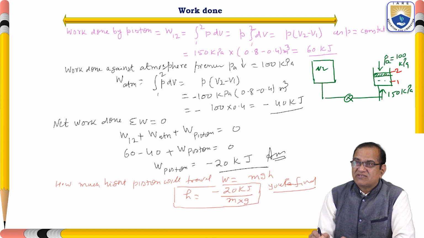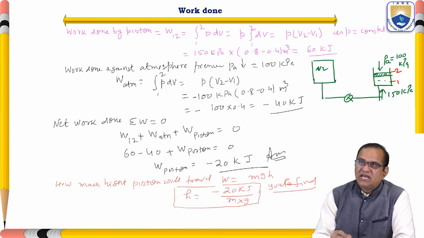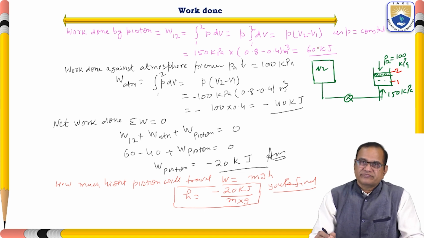So this P is a constant, 150 kilopascal. So here we will write P is equal to 150 kilopascal into V2 minus V1. V2 we have just now got, 0.8 minus 0.4 meter cube. So we got here 60 kilojoule.